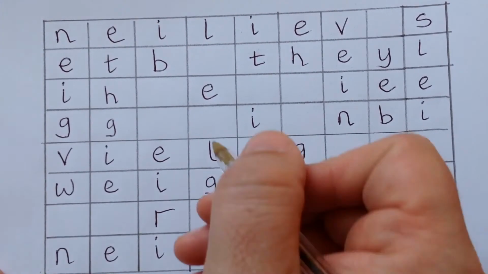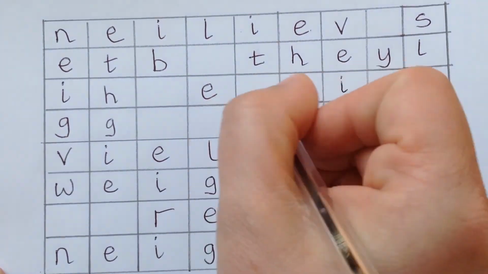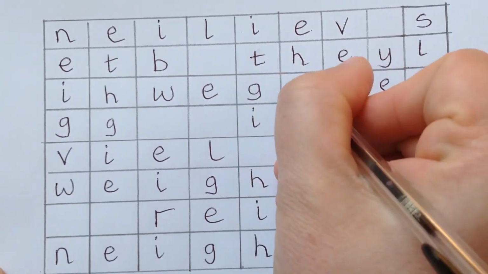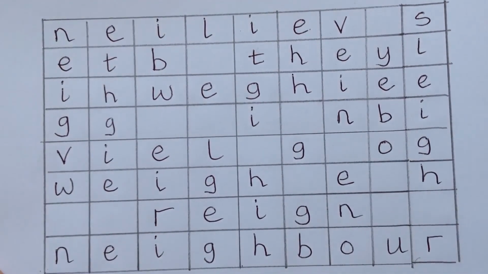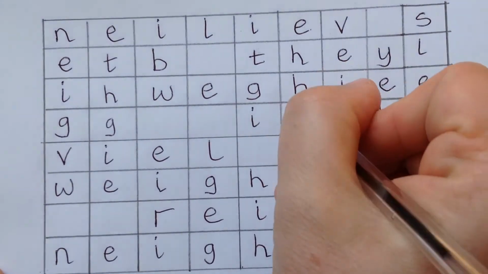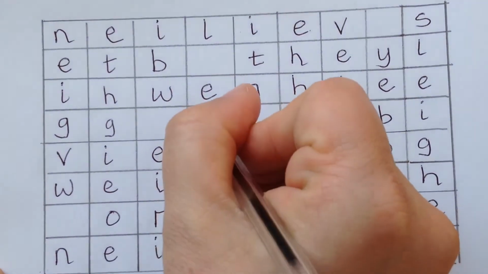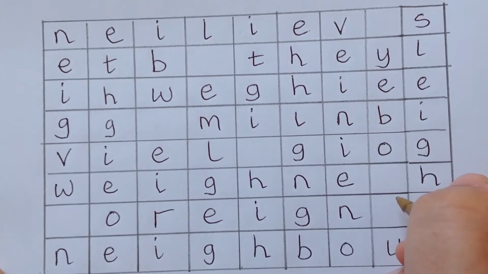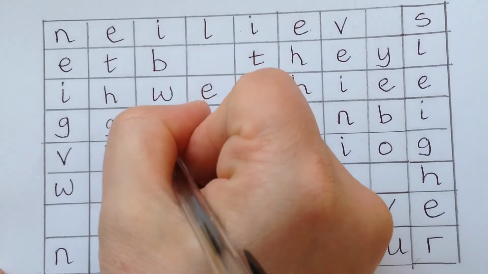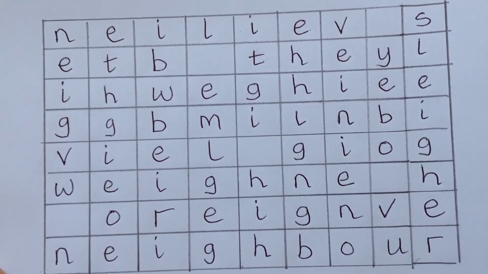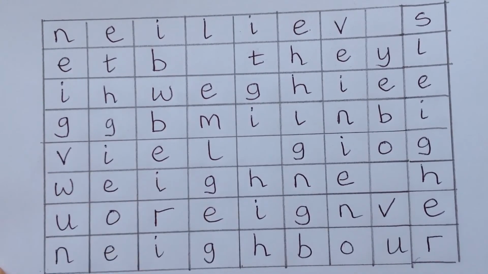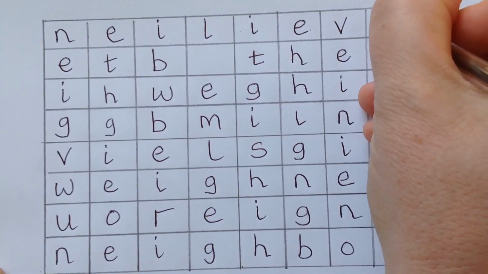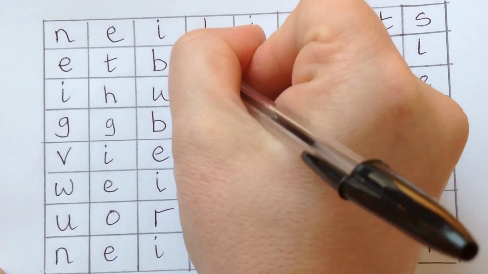How about weigh spelt wrong? W-E-G-H. Try and catch people out. And then I can just throw in some extra letters. Let's have an E, an I, an O, an M, an N, an I, a V. I'm going to try and particularly look for letters that are in there already. Let's have a U. Let's have an R. Let's have another S. Let's have another T. And let's have another H.